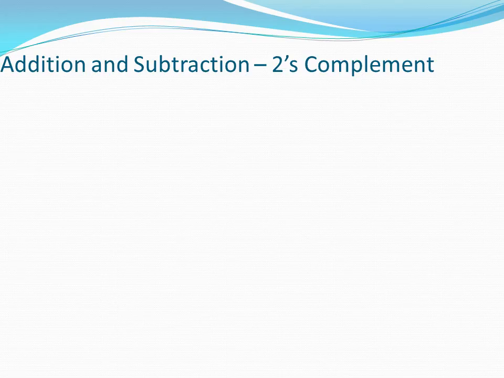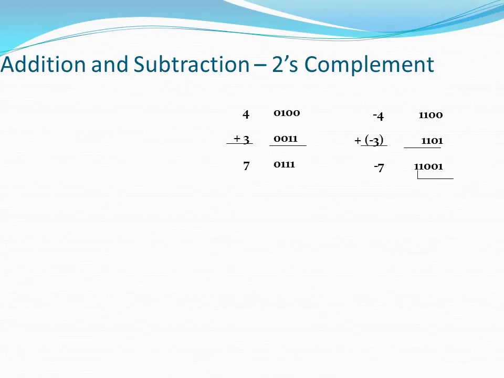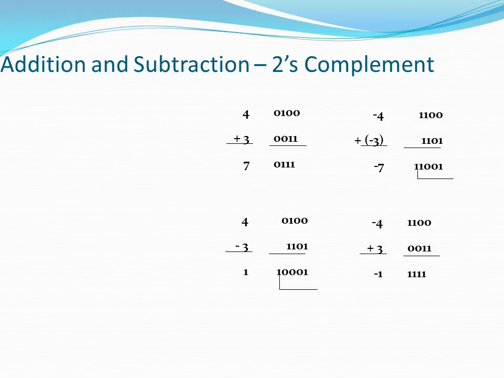And now we discuss addition and subtraction by using 2's complement. While performing addition for signed numbers, we have four combinations: both are positive numbers, both are negative numbers, one is positive and the other negative, and the reverse, negative and positive. In our example the first case is both positive, meaning 4 and 3. So we are going to perform the addition operation.